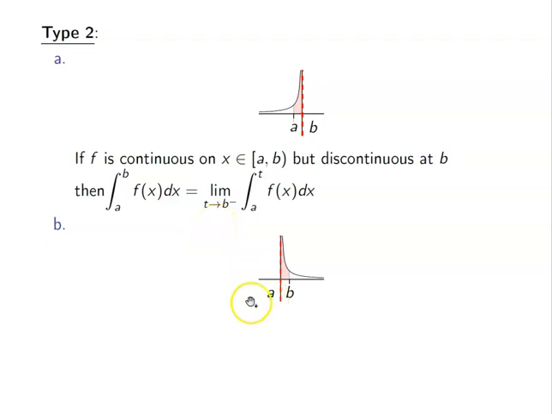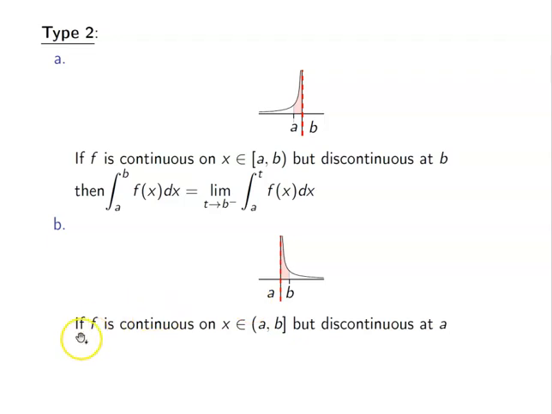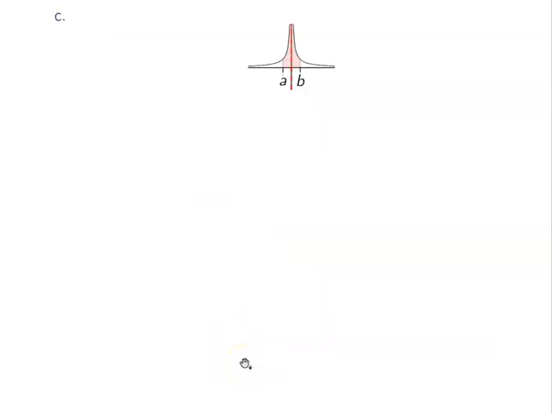The other case is the same thing, obviously on the opposite side. If f is continuous on x from a to b, including b but not including a, so discontinuous there, then for the integral from a to b we do the same thing, but we take the limit as we approach a from the right side, from the positive side.